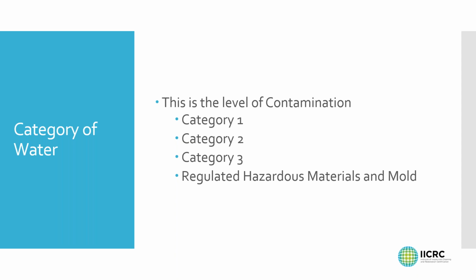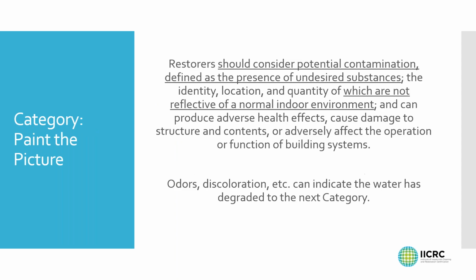The next section in here starts to talk about the category of water loss. And there have been changes to the definitions of these categories. Remember that category of water deals with the level of contamination, specifically of the source of the water loss. And you will notice we no longer have special situations. We have category 1, 2, and 3, and then the fourth thing is regulated hazardous materials and mold. I'll explain how these flow together here in the next couple slides.